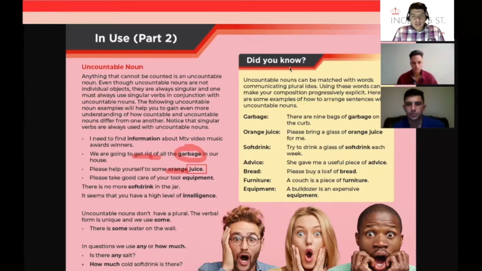Okay. Let's continue with the did you know box. Uncountable nouns can be matched with words communicating plural idea. Using these words can make your composition progressively explicit. Here are some examples on how to arrange sentences with uncountable nouns. En este caso, bueno, es lo que decíamos. Arrange, arreglar o componer, mejor dicho. But this is talking about what we were saying when you, Tiago, told me about the spoons of, las cucharadas de sugar, cuando lo vimos al principio. Básicamente está hablando de esto.